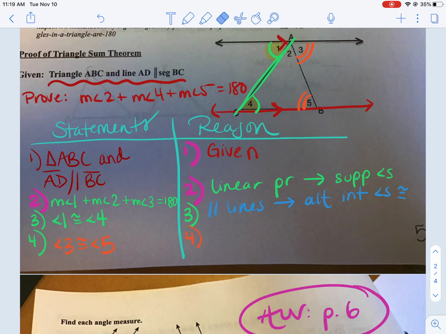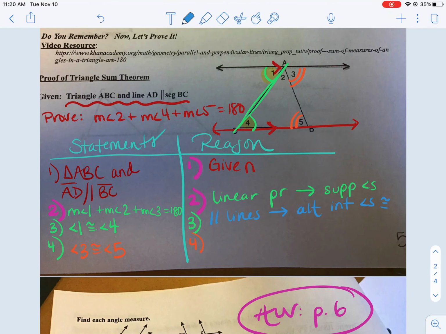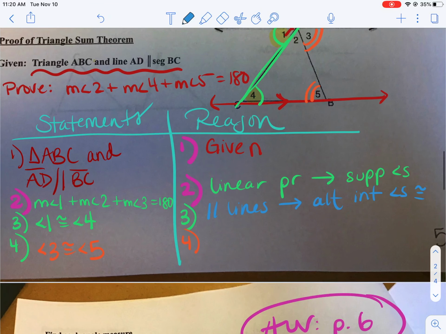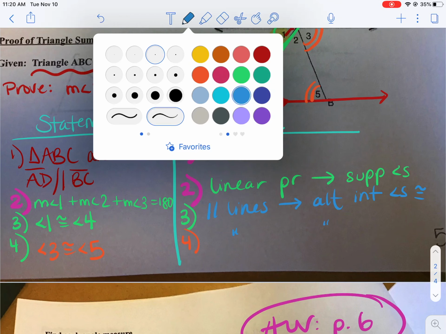One trick when you're doing proofs: do you see how I want to use the same reason for number 5? Because both 1 and 4, and 3 and 5, are alternate interior angles. I'm going to do this little mark. It just means you're continuing on the proof.